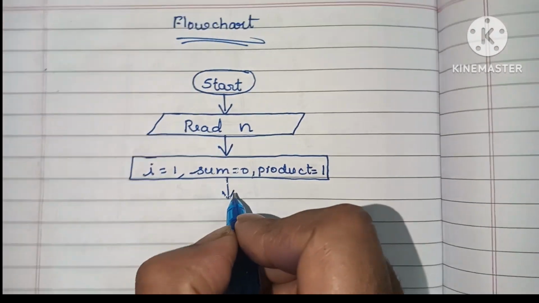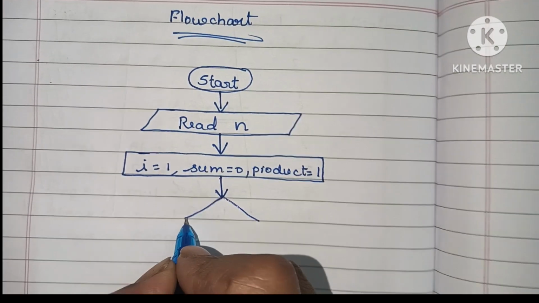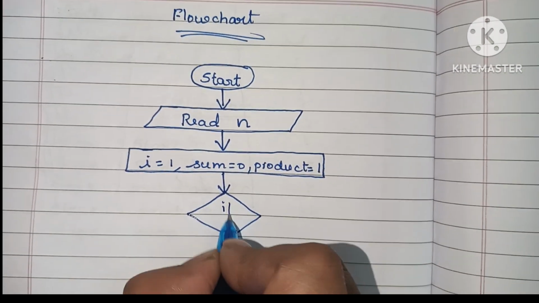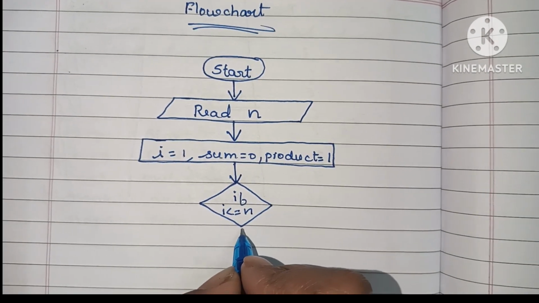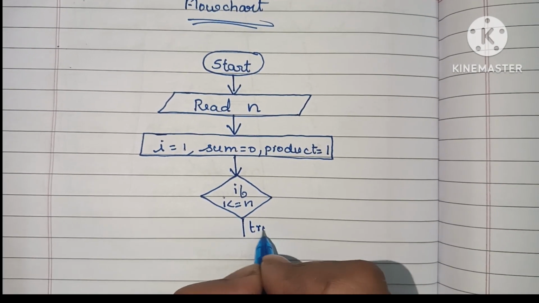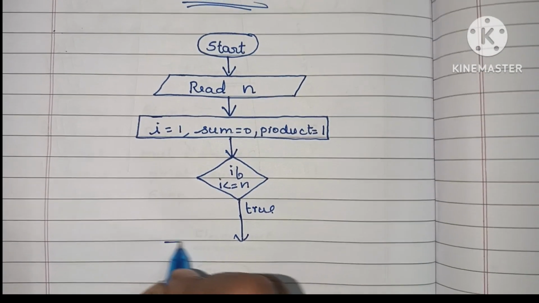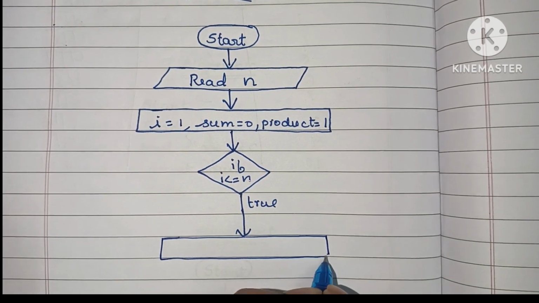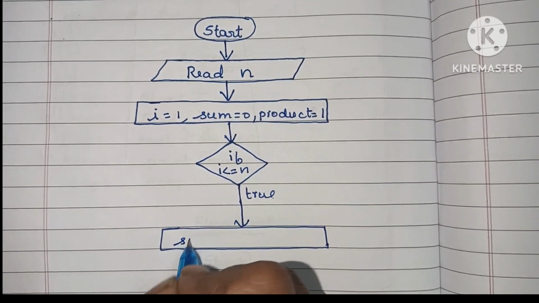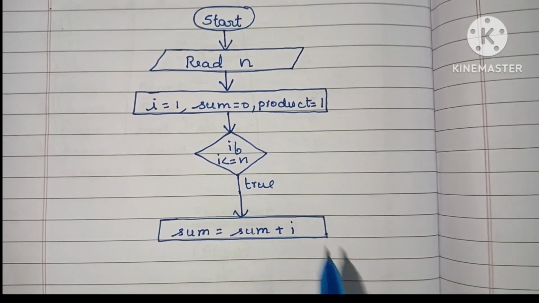Next, comparison. Comparison is written within a diamond shape. Within that we have to write if i value is less than or equal to n. If this condition is true, we have to calculate some values. Calculation is written within a rectangular shape. Within that we have to calculate sum is equal to sum plus i.